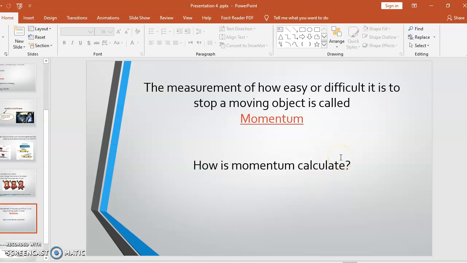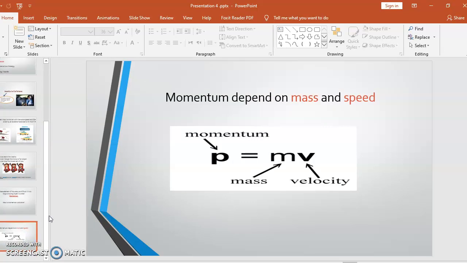How can we calculate it? This momentum, do you think, depends on what? In the next slide here, you can see that momentum depends on mass and speed, the mass and speed of an object. Look, this P means momentum equals mass multiplied by velocity. Velocity means speed with direction.